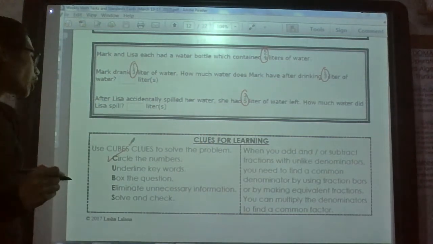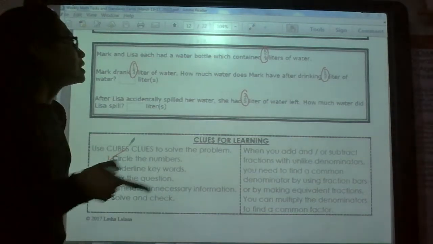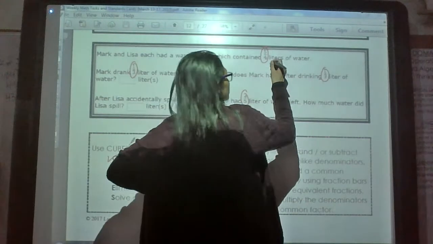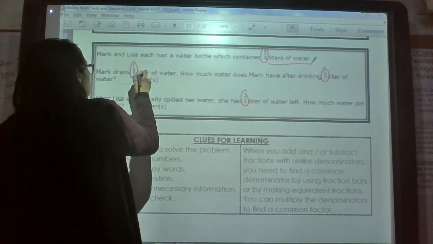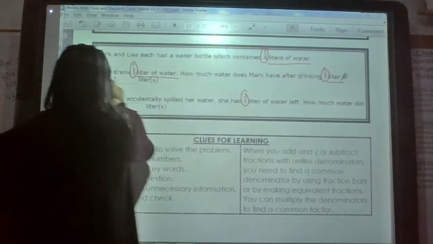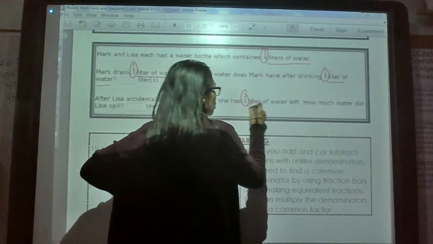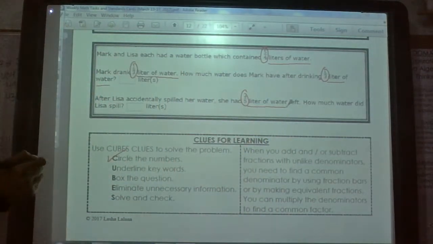The next step is to underline the keywords. All right, keywords. Let's start with the units. This is 5/4 what? Liters of water. What else do you see? Right here, liter of water. What else?